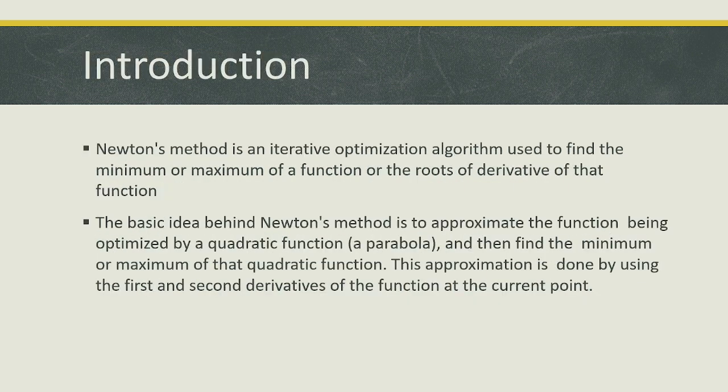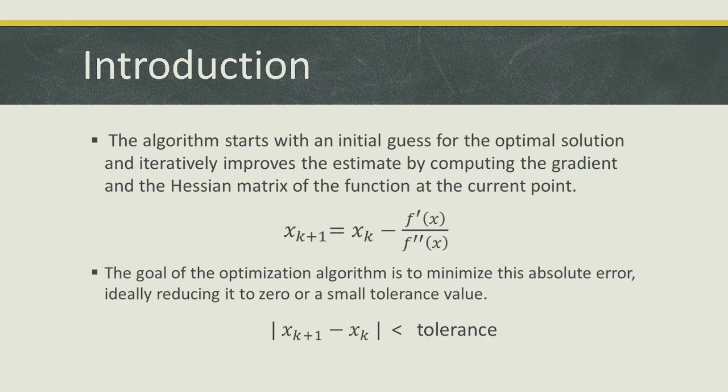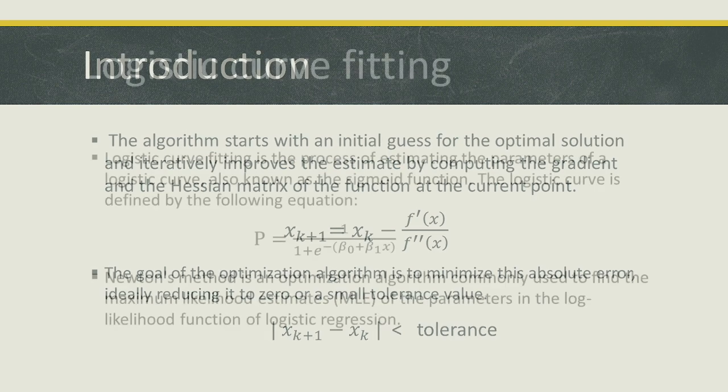The basic idea is to find the minimum or maximum of the quadratic approximation of that function and take that point as the next point for the iteration. This mainly depends on the first and second derivatives of that function at the current point. The algorithm starts with an initial guess and iteratively improves it to reach the convergence point by using the gradient and Hessian matrix of the function at the current point. We reach convergence when the absolute error reduces to zero or becomes less than the tolerance.